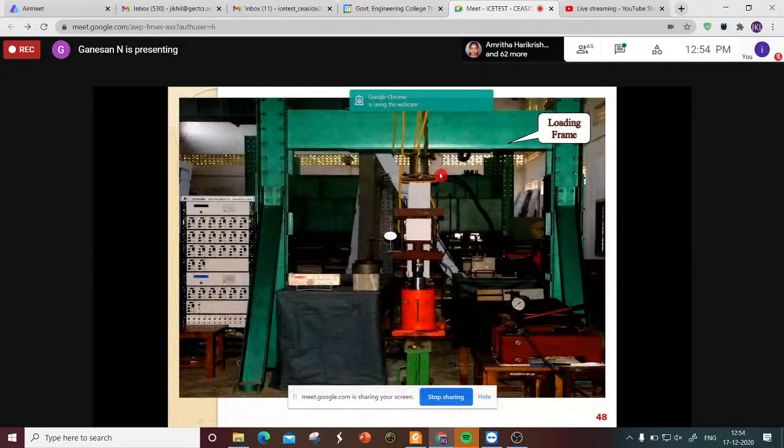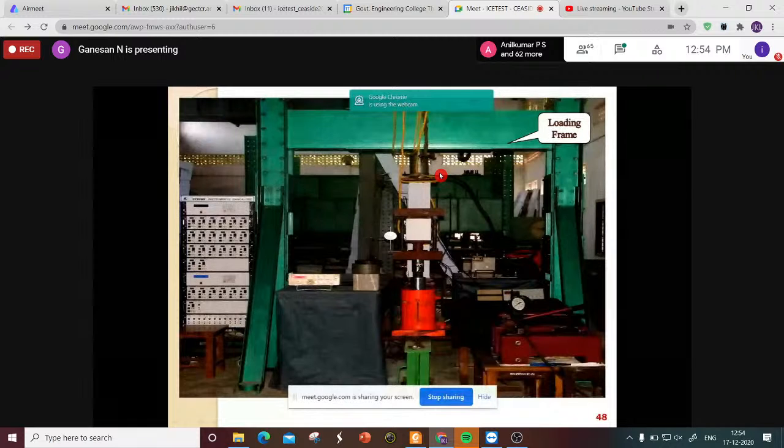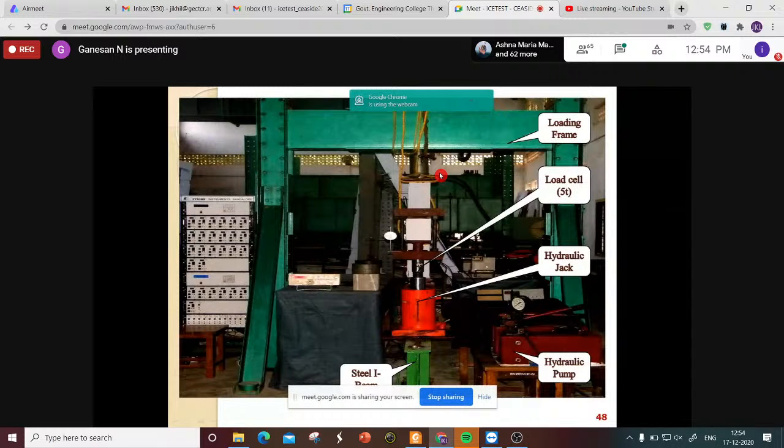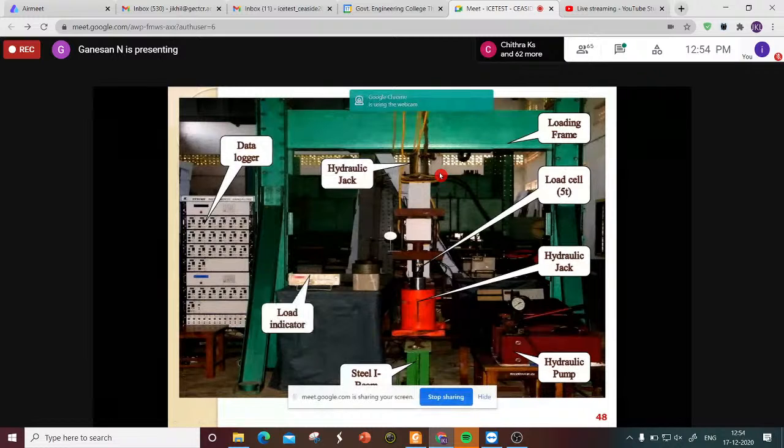Everything is fabricated in the laboratory, the loading frame, and using that you can apply load up to about 40 tons. This is a green color frame, this is a steel beam, this is a hydraulic jack, this is a pump, and this is a load cell of about 50 kilonewton or 5 ton. We use a hydraulic jack because we want to apply load in the upward as well as the downward direction, so that the specimen is subject to cyclic loading. Then we have the data logger for measuring the strains and the load indicator, which measures the load applied.